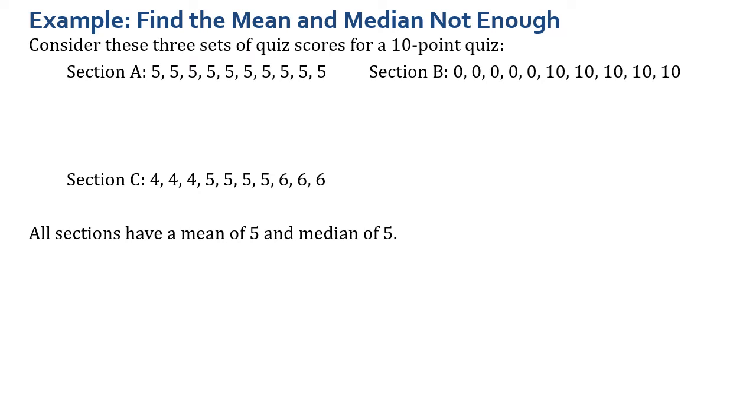All of these sections have a mean and median of 5, but that doesn't really give us a good idea about how spread out these values are, because Section A clearly had very different types of scores than Section B. So this is where, in addition to mean and median, having those measures of center or the average values really helps us get a picture of how spread out these data values are.